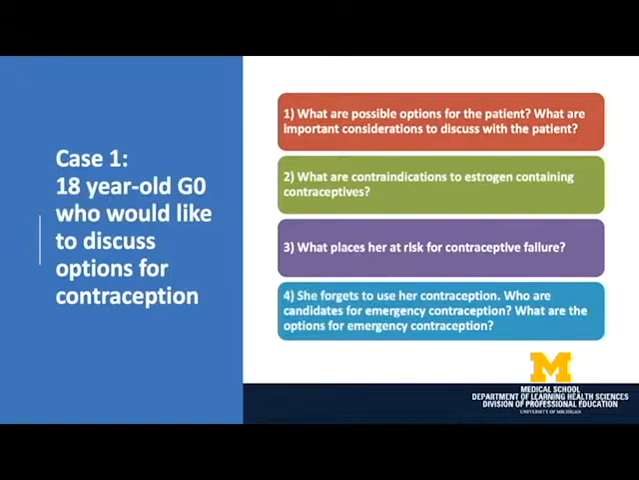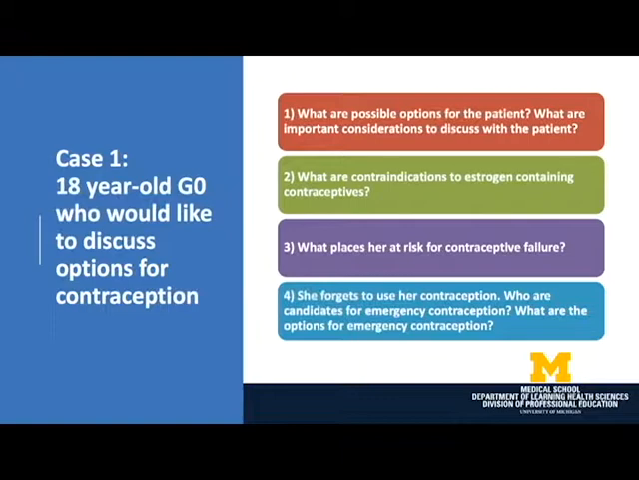What are the possible options for the patient? What are the important considerations for the patient to discuss? So instead of you telling them, the learner now has to say, oh, we had this lecture and we thought about all this information. What would be the best choices for someone who's 18? What questions do I want to ask about what her goals might be? Does she want to have a baby in a year? Does she want to have a baby in 3 years?